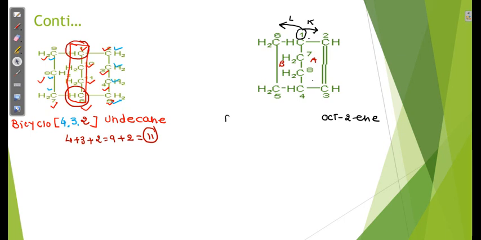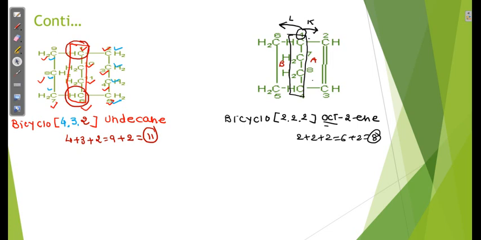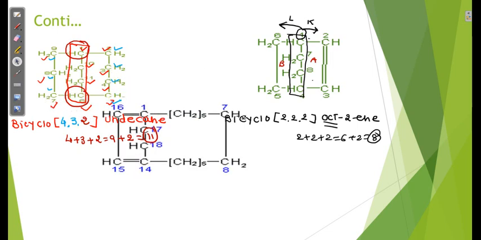Then bicyclo, in bracket. So other than bridge carbons, how many carbons are there in the first ring, which we have given the preference? That is 2, then the small ring also 2, then the bridge, that is 2. So 2 plus 2 plus 2, that is 6, plus 2, that is 8. It is matching with octane, right?